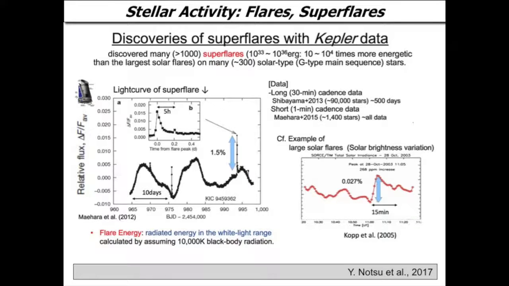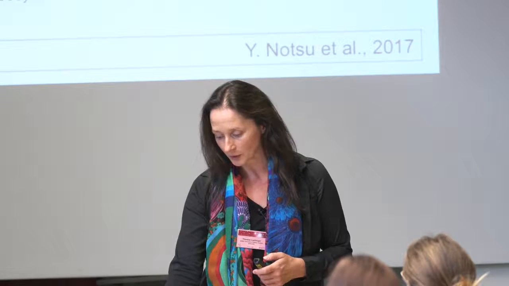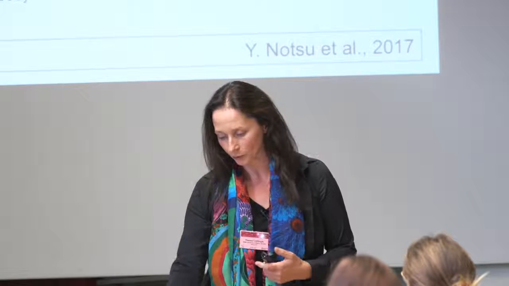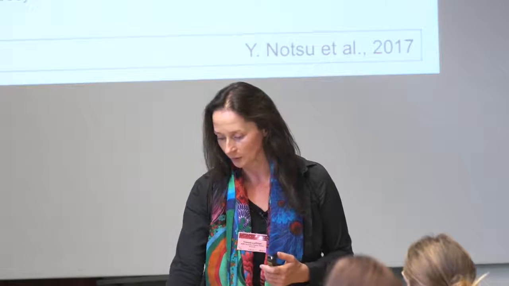And the flare energy is the radiated energy in the white light range and calculated by assuming a 10,000 K black body radiation. But this is just to show you other stars. G-type stars seem to flare a lot, and a lot of them also seem to have a very high frequency of superflares going on. And we, of course, ask ourselves as well, how is the Sun behaving in this respect? But for the Sun, the likelihood seems to be very low that superflares are occurring more often than one time in 1,000 years. But of course, we cannot exclude that we will also face another superflare.